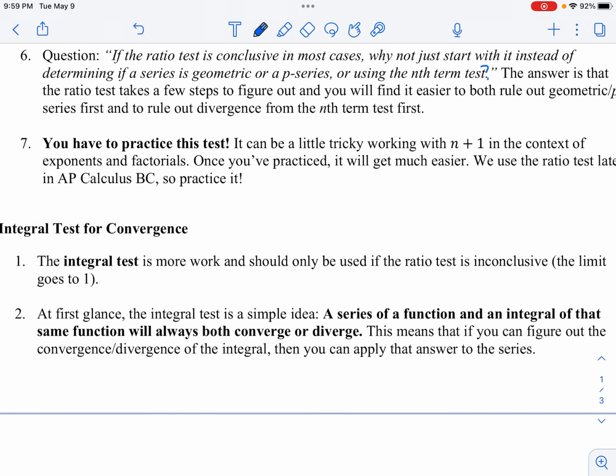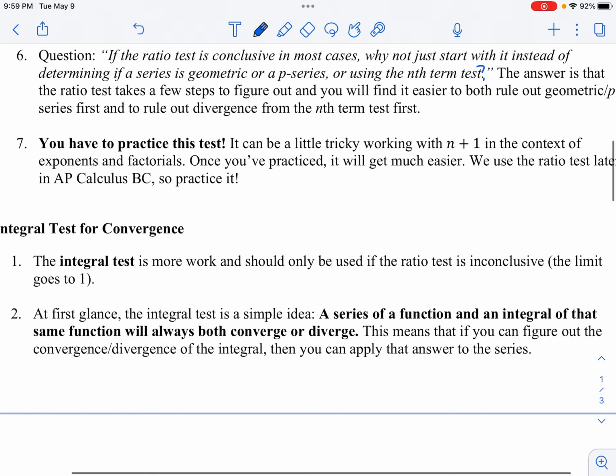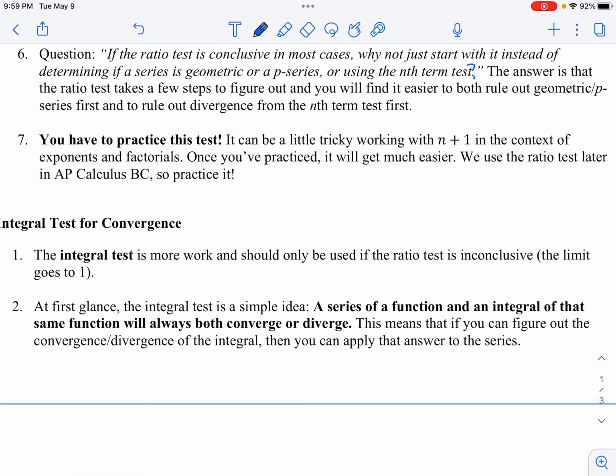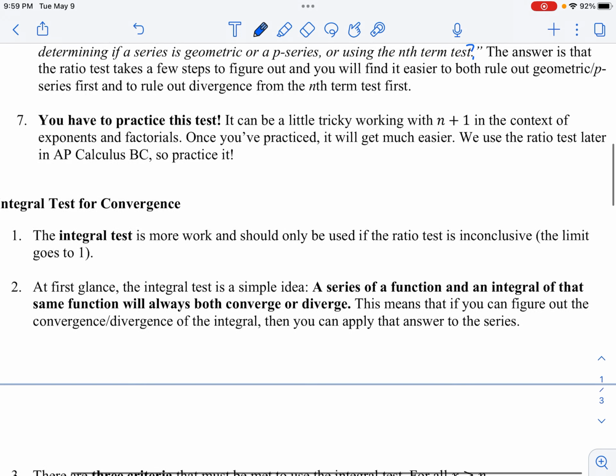And so the answer to that is that the ratio test takes a few steps to figure out. You're going to find it easier to both rule out geometric or p-series first, and to rule out divergence from the nth term test first. You're just going to find those to come pretty quickly and naturally for you.